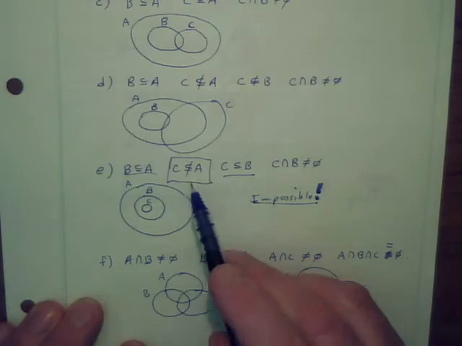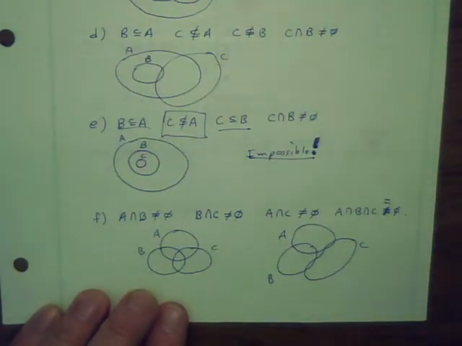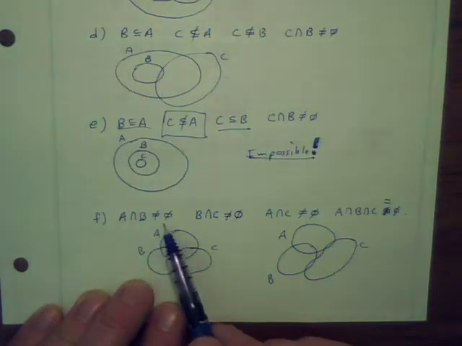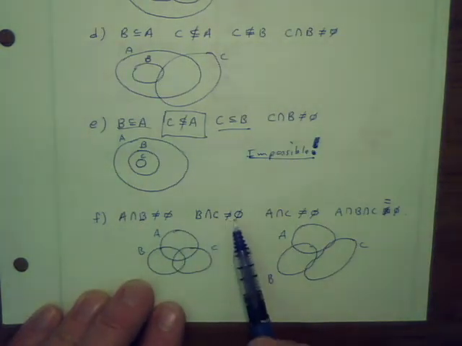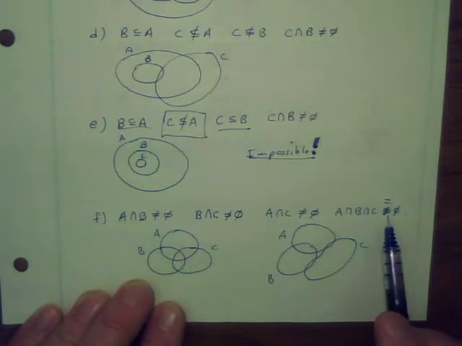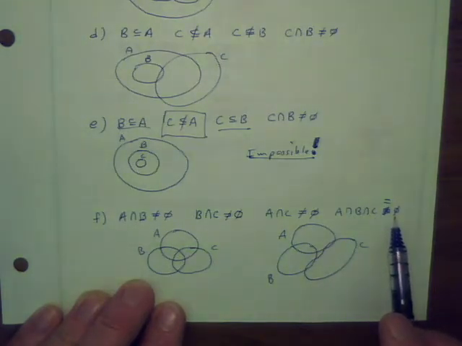And so this is impossible because it says C is not. Part F, what we're going to do is we want A intersect B, and we want A to intersect with B. Their intersection is not the empty set. We want them to intersect. We want them to overlap. We want B and C to overlap. We want A and C to overlap. So we want all three of them to overlap, but we want the triple overlap, A intersect B intersect C, to be the empty set.